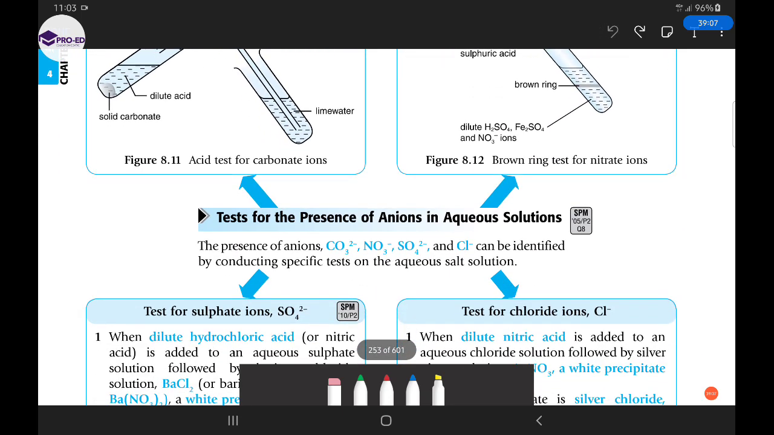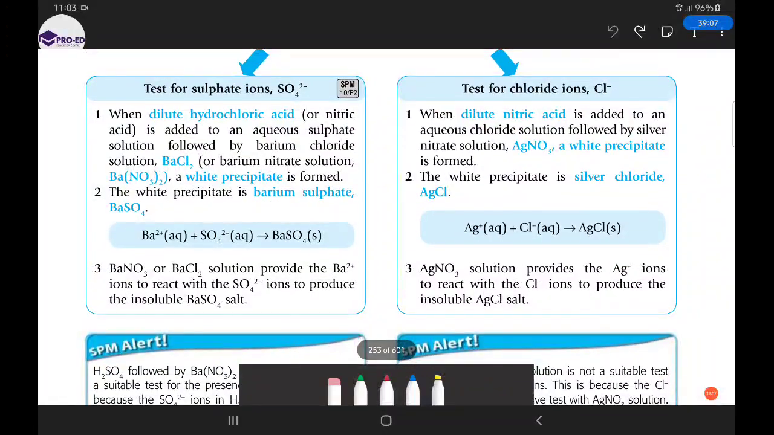We can move on. Now what if it is sulfate ions? Sulfate ions, number 1. If you have a test tube with maybe sulfate salt inside, but you don't know whether it's sulfate salt, you want to confirm it's sulfate salt, so you have to do the anion test for sulfate ions. What is the anion test for sulfate ions? This is what you do.